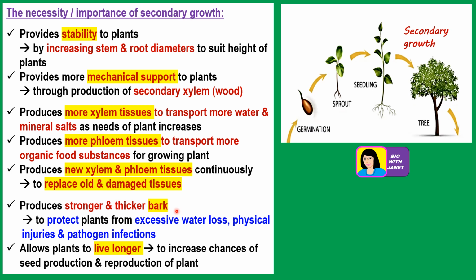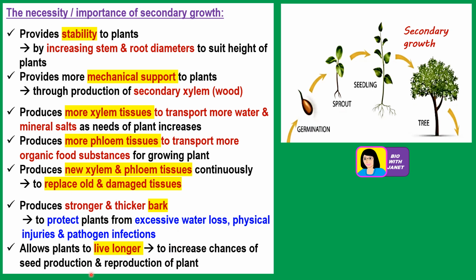Now, apart from that, the cork cambium produces the cork, right? In the end, we get stronger and thicker bark to protect the plants from excessive water loss, physical injuries, and pathogen infections. Okay, so remember the function of the bark, right?